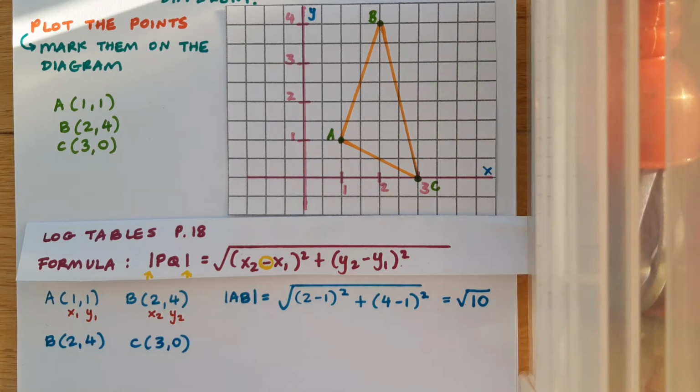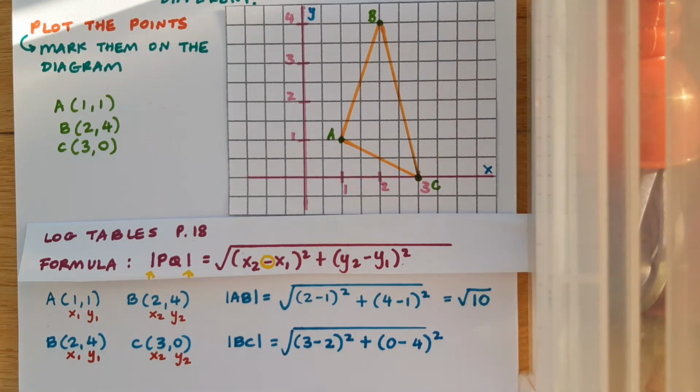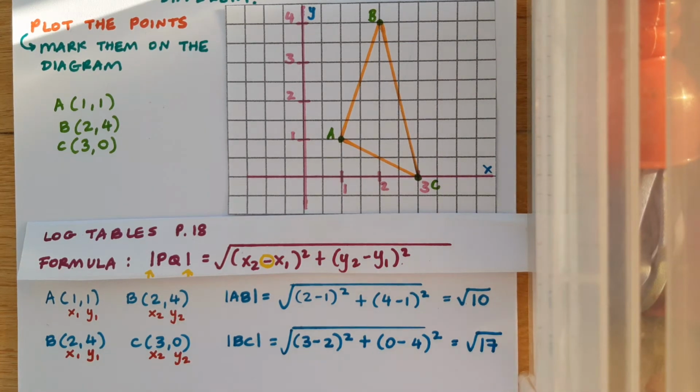Next, I'll take a different pair of points. I'm going to go for B and C. Again, I'm going to label them, and then I'm going to fill them into the formula. Now, it might be a good plan at this stage to pause the video here and try this one yourself, and then play and see if you're right. So in this case, BC will be the square root of (3 minus 2) squared plus (0 minus 4) squared. Into the calculator, and I get root 17. So the first two that I've calculated are different, and I'd expect if I've got a scalene triangle, the third answer will be different again.